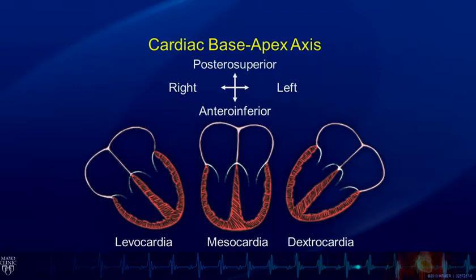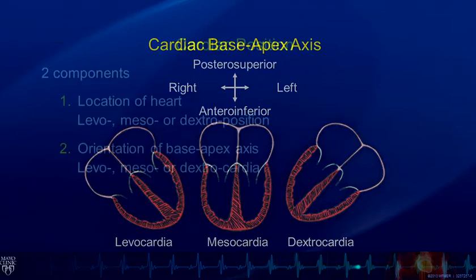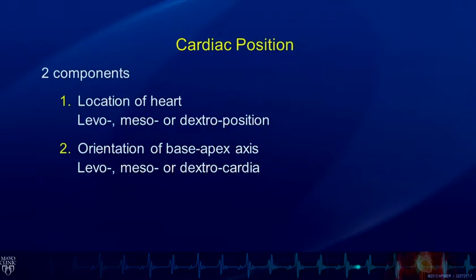In the middle panel is mesocardia, upper midline and lower midline orientation, and then dextrocardia. In this situation, we have upper left to lower right orientation. And indeed, the cardiac position in the chest does incorporate not only the base to apex axis orientation that we just looked at, but also the location of the heart in the chest.